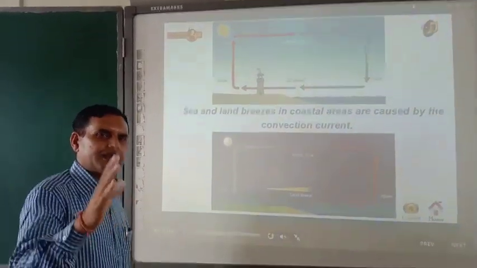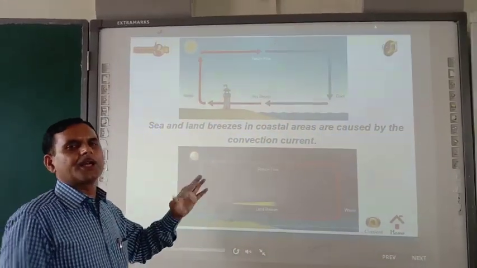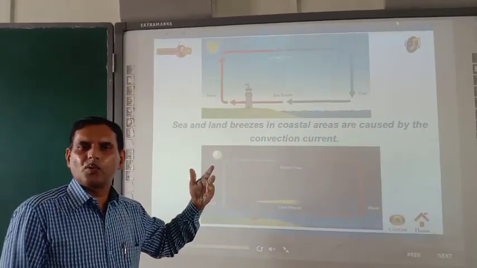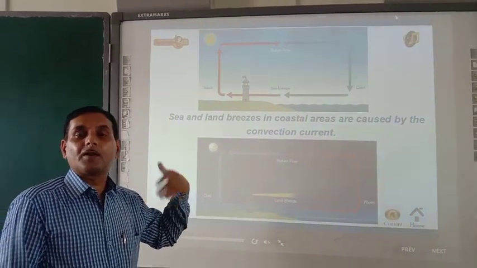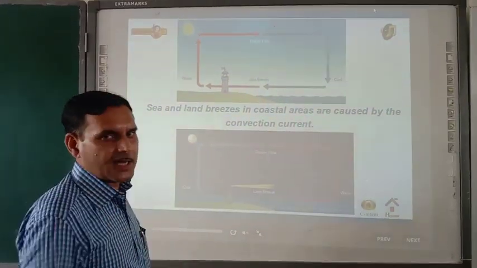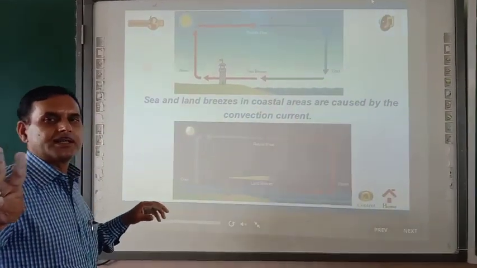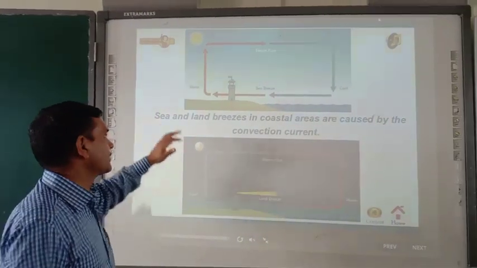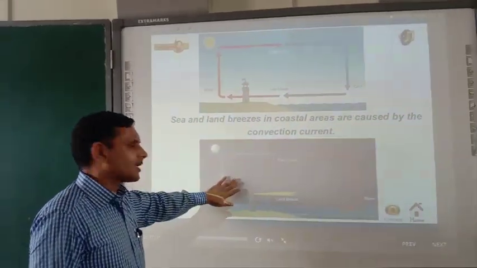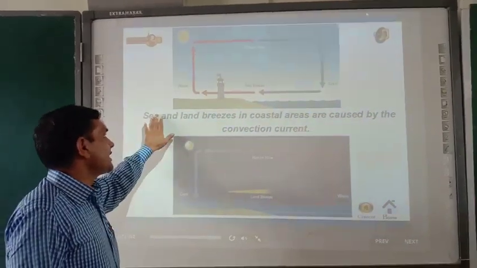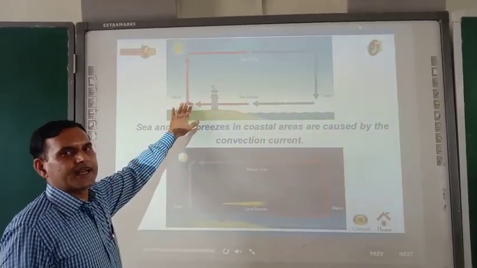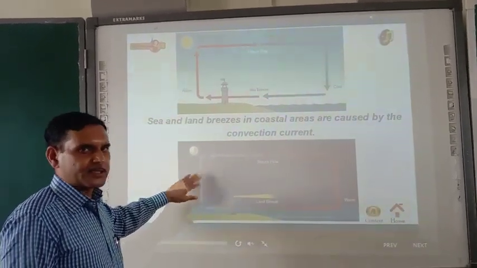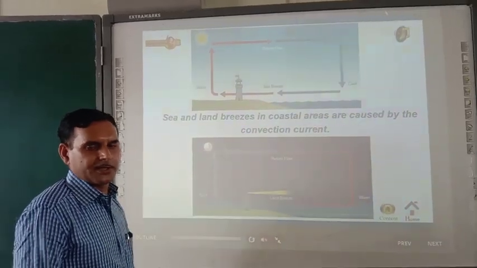Dear cadets, actually what is the effect of convection in our daily life? Convection plays a very important role for the people who are staying in the coastal areas. Actually, a very nice, very interesting phenomenon occurs in the coastal area. One is the sea breeze and another one is the land breeze. Sea breeze takes place in the daytime. Land breeze takes place in the night time. I will explain this one. Just wait.